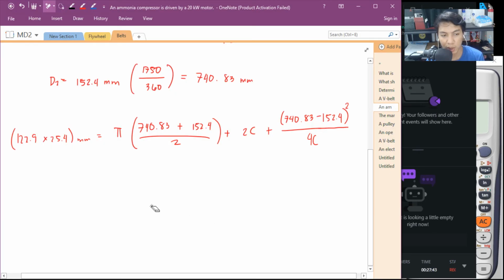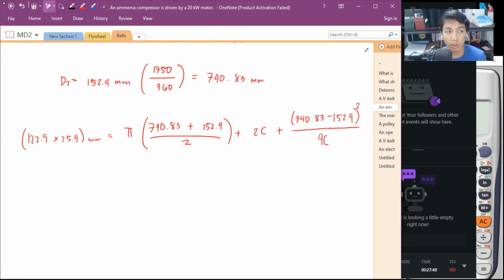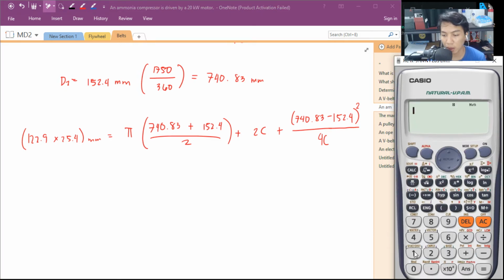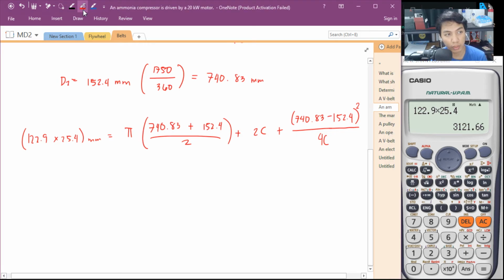So let us continue. Mas maganda pala to na ipakita na lang sa inyo yung algebra niya. So all I have to do is to solve it algebraically. So dito ko magsimula. 122.9 times 25.4. That is 3121.66. 3121.66 mm equal to pi.